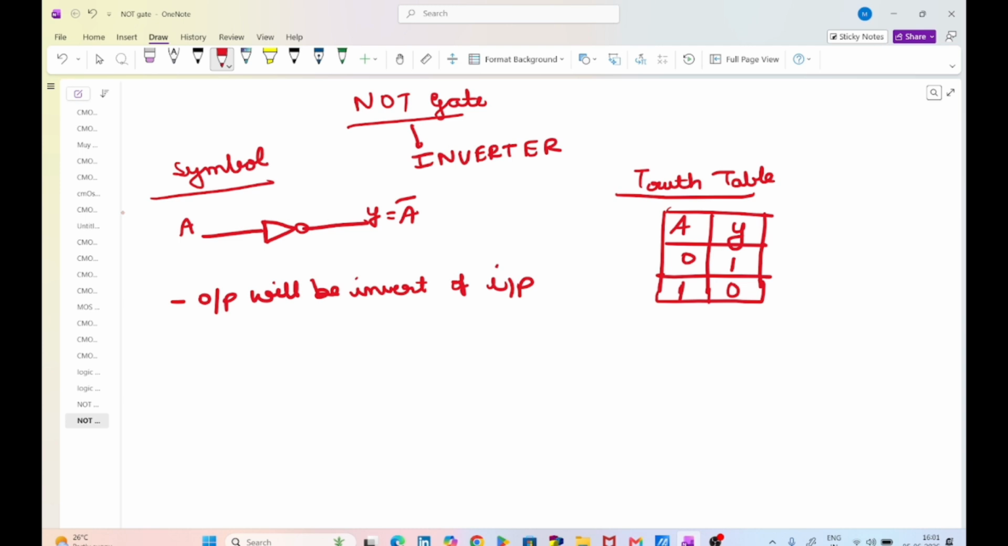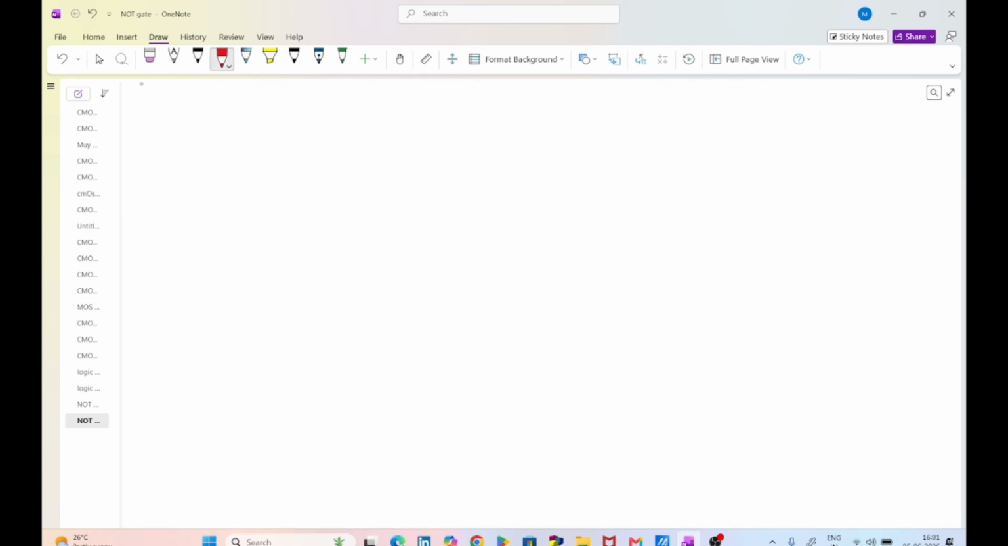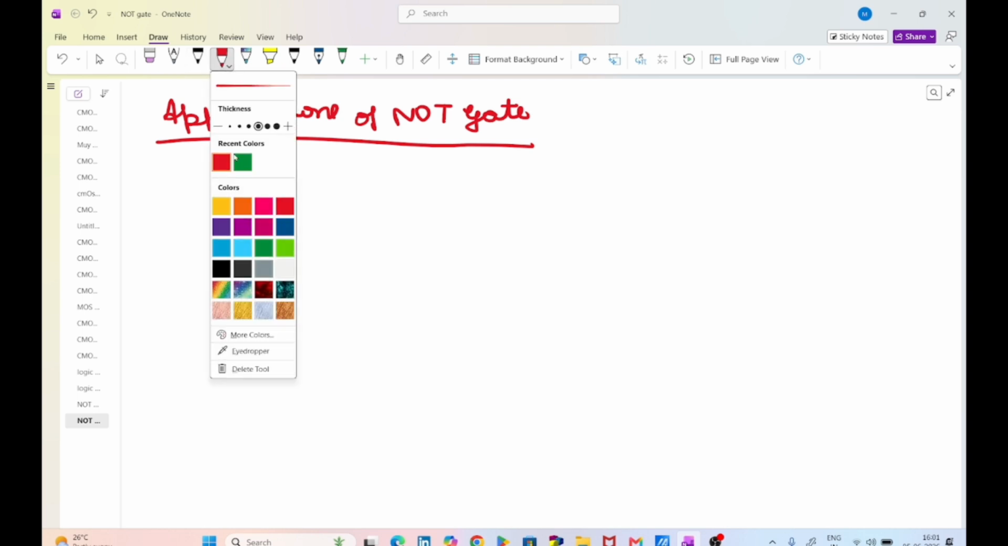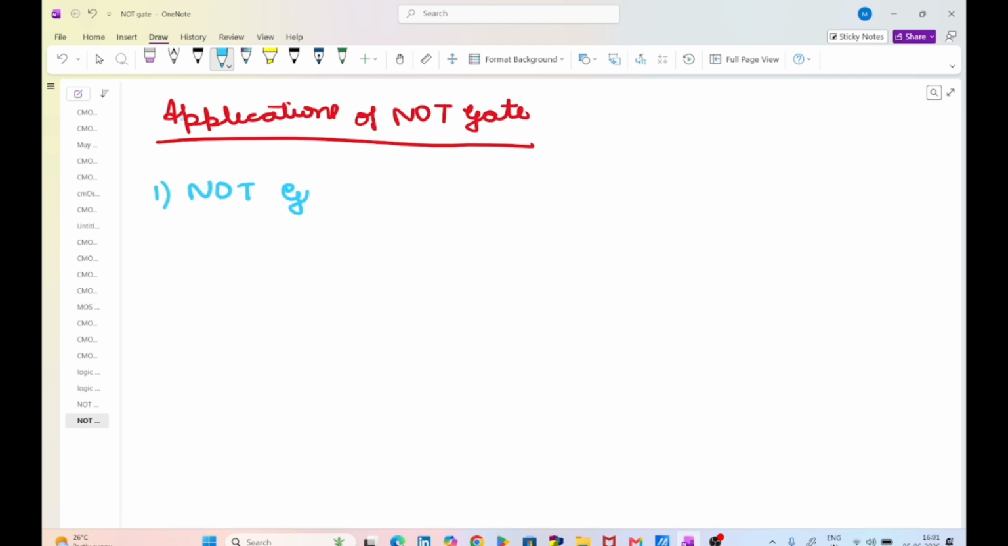Now let us discuss the applications of the NOT gate. Okay, what are the applications of this NOT gate? I will change the color to blue. The first application we are going to discuss is the NOT gate as a ring oscillator.